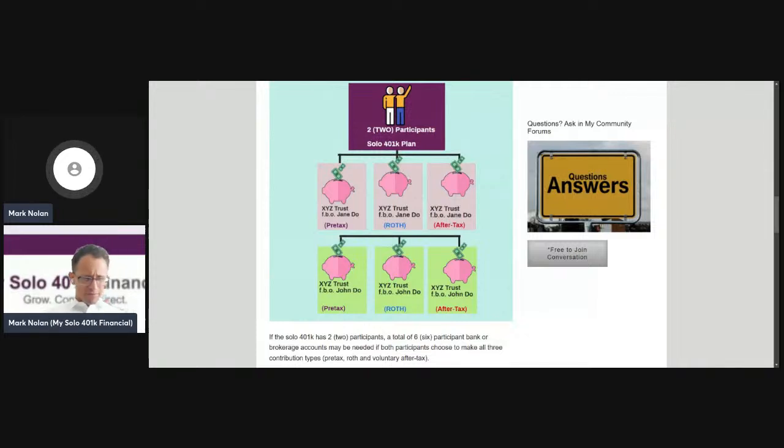So as part of the mega backdoor Roth strategy, you would make that voluntary after-tax solo 401k contribution of, let's say for 2024, $69,000 to the voluntary after-tax solo 401k bucket. Then you would convert it to the Roth solo 401k bucket. Of course, if you have a Roth IRA, you can convert it to a Roth IRA instead, your existing Roth IRA, or you would open up a new Roth IRA. Because again, the voluntary after-tax solo 401k contribution can be converted to the Roth solo 401k or the Roth IRA.